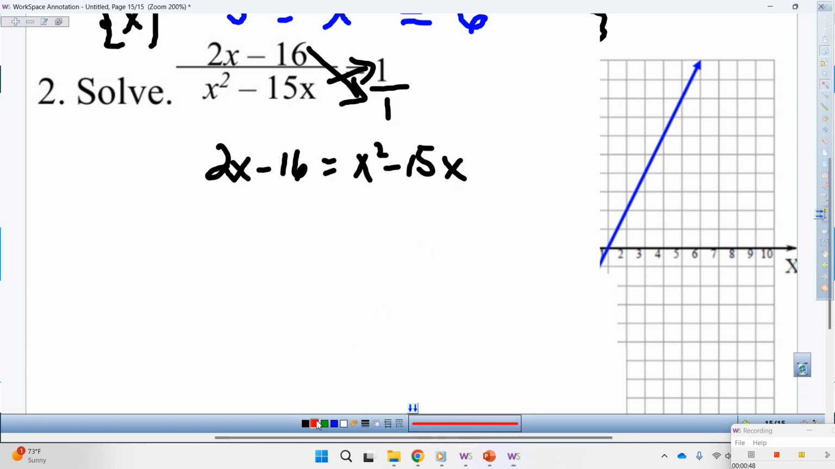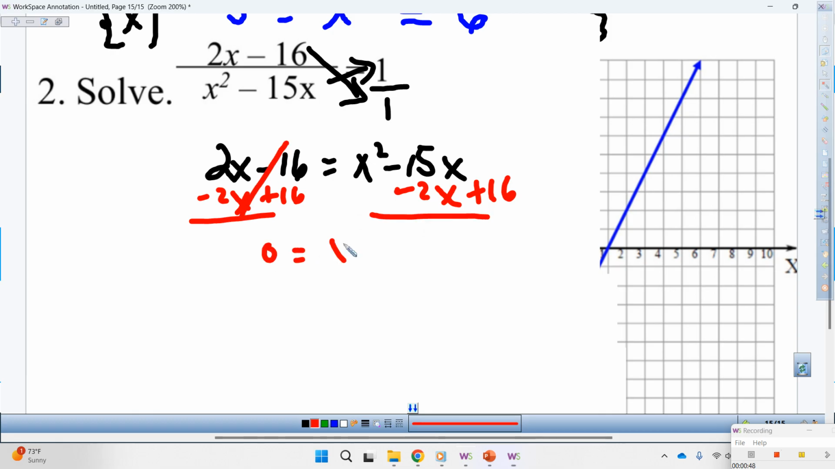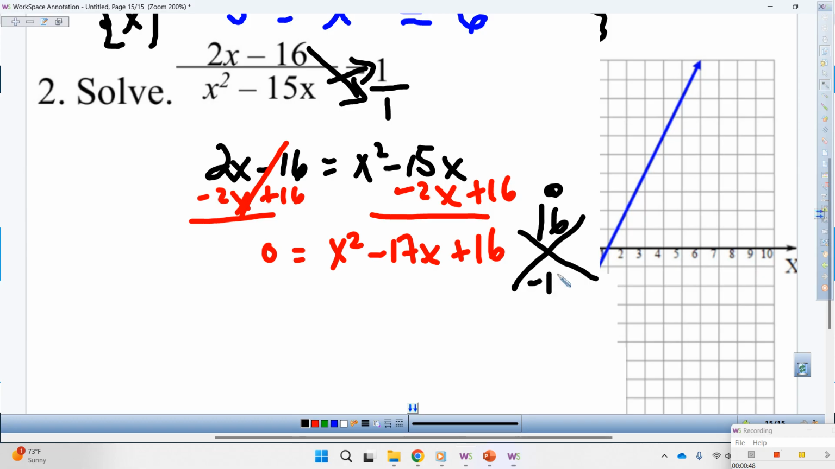Now we need to get everything to one side because we have a quadratic equation. So I'm going to get all of this to the right side. So minus 2x plus 16, minus 2x plus 16. We end up with 0 equals x squared minus 17x plus 16. And from there, the rest is history, right? 16, negative 17. Tell your neighbor what 2 numbers multiply give me positive 16. When you combine them, give us negative 17.